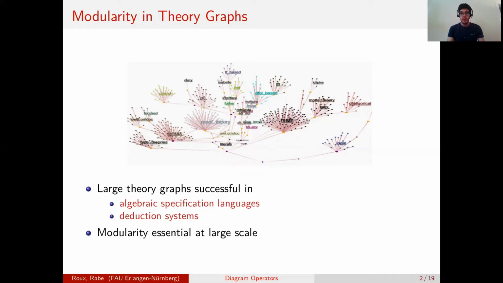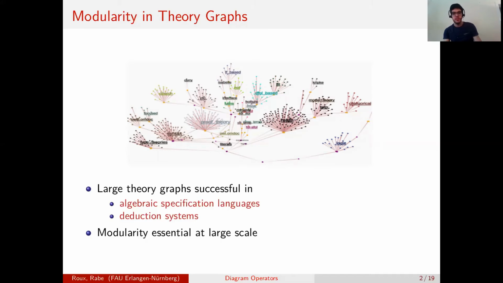Right, and probably in the last decade, we've made the greatest achievements of proving the Kepler conjecture, Feit-Thompson, and the four-color theorem, showing off the capabilities of formalizations and deduction systems. Right, and as known from software engineering, the larger your code base gets, the more modularity becomes essential at those large scales.